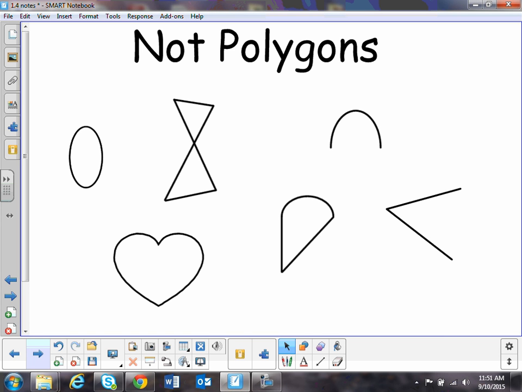This one is not a polygon because the sides do what? Cross or intersect. Okay, but you can consider it as 2 polygons, and they just share that vertex, right? And that one's what? That's an angle. That's not closed. Okay. All right. Moving on.